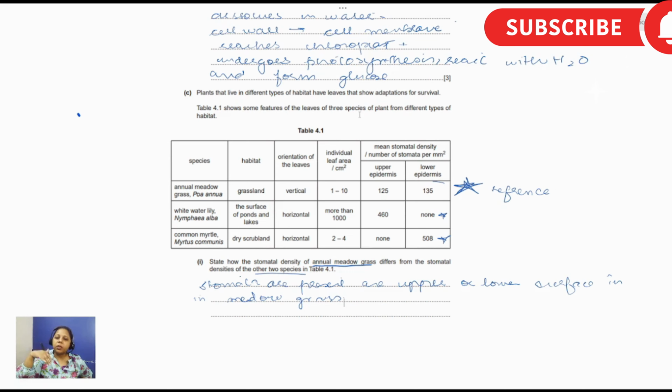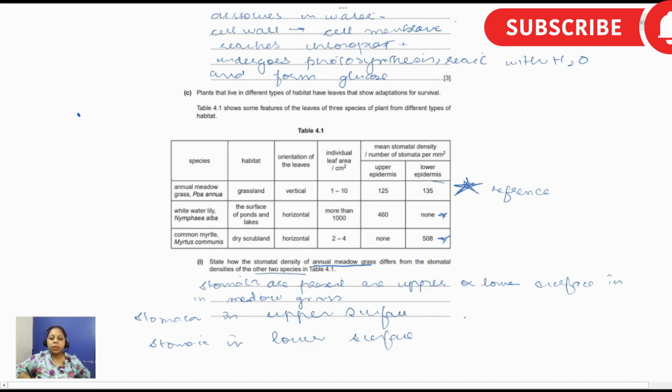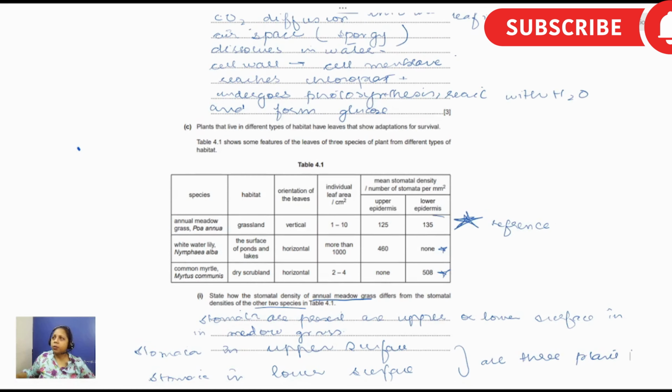So we just need to mention which are present in the upper surface. First we compare the upper surface of all three. And then the lower surface stomata: we have to compare the stomata in the lower epidermis in all three species. Okay, let's move to the next question.